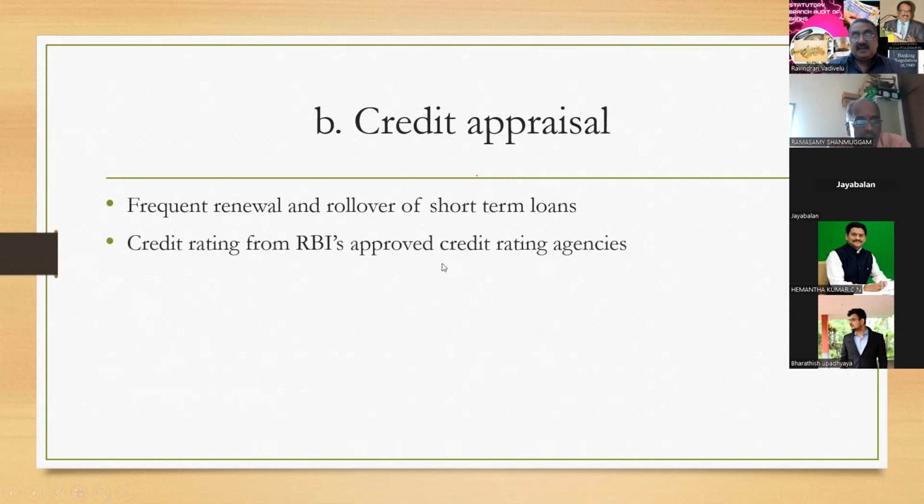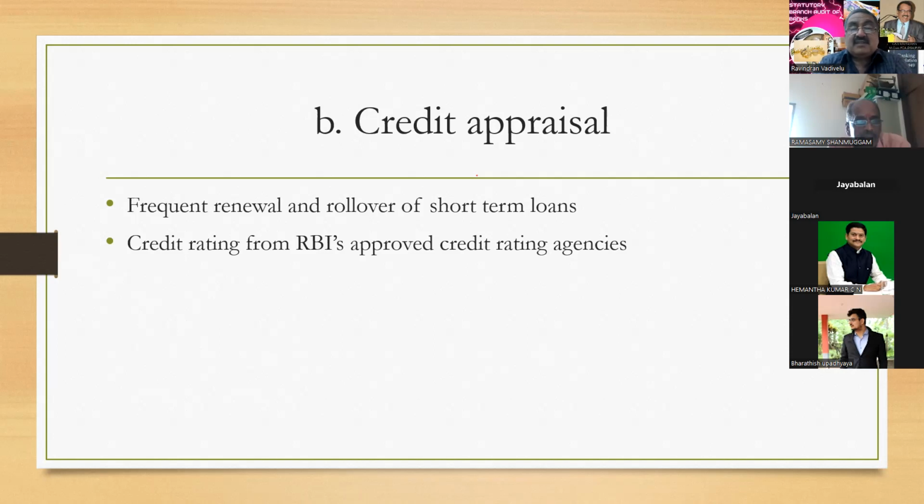And credit rating from RBI's approved credit rating agencies. Normally, if anybody borrowed money from the bank for a loan amount of 5 crores and above, they have to get the credit rating. There are internal credit rating and external credit rating. If the loan amount is below 5 crores, the bank itself does the credit rating work, based on which they fix the interest rate. So if any loan is below 5 crores and above 1 crore, you can find the credit rating work done by the bank's internal credit rating agency. In case it exceeds 5 crores, in addition to the internal credit rating, the external credit rating agencies also give the credit rating from the RBI.